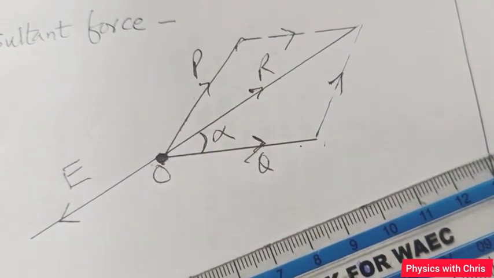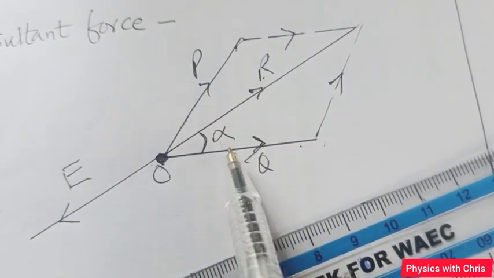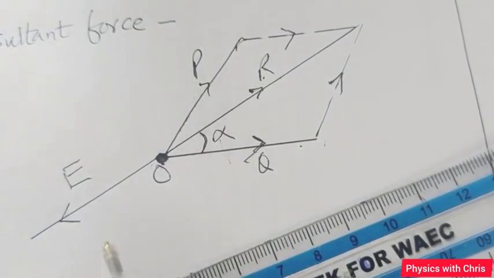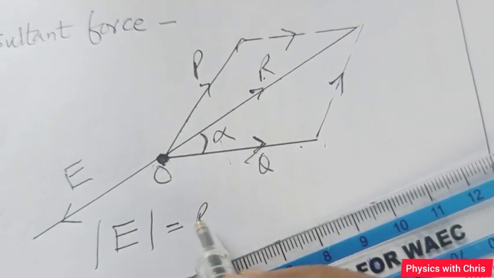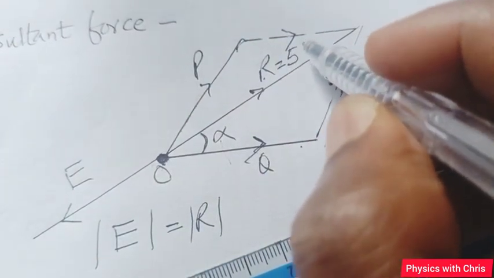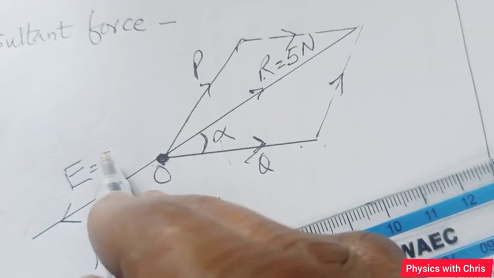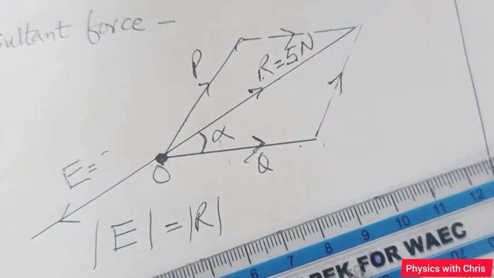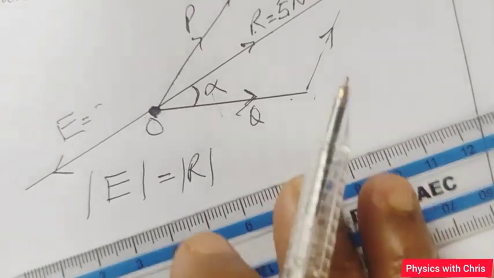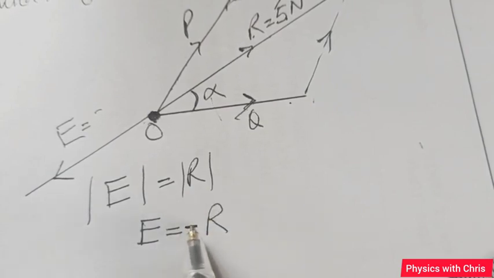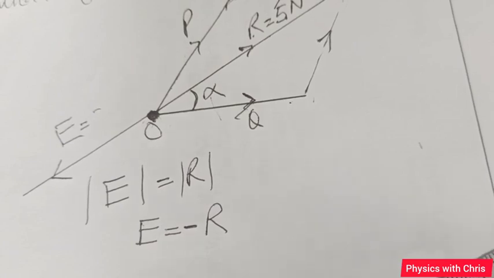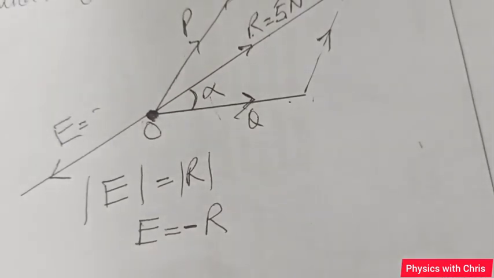So that gives the difference between the resultant force of these two forces acting at point O and the equilibrium force. That is, in terms of magnitude, the equilibrium force must be equal to the resultant force R. So if the resultant force was 5 Newton, the equilibrium force will also be 5 Newton. And then in terms of direction, the equilibrium force E must act in a direction opposite, so I'm going to introduce a negative sign to show that it's acting in a direction opposite to the direction of the resultant force.